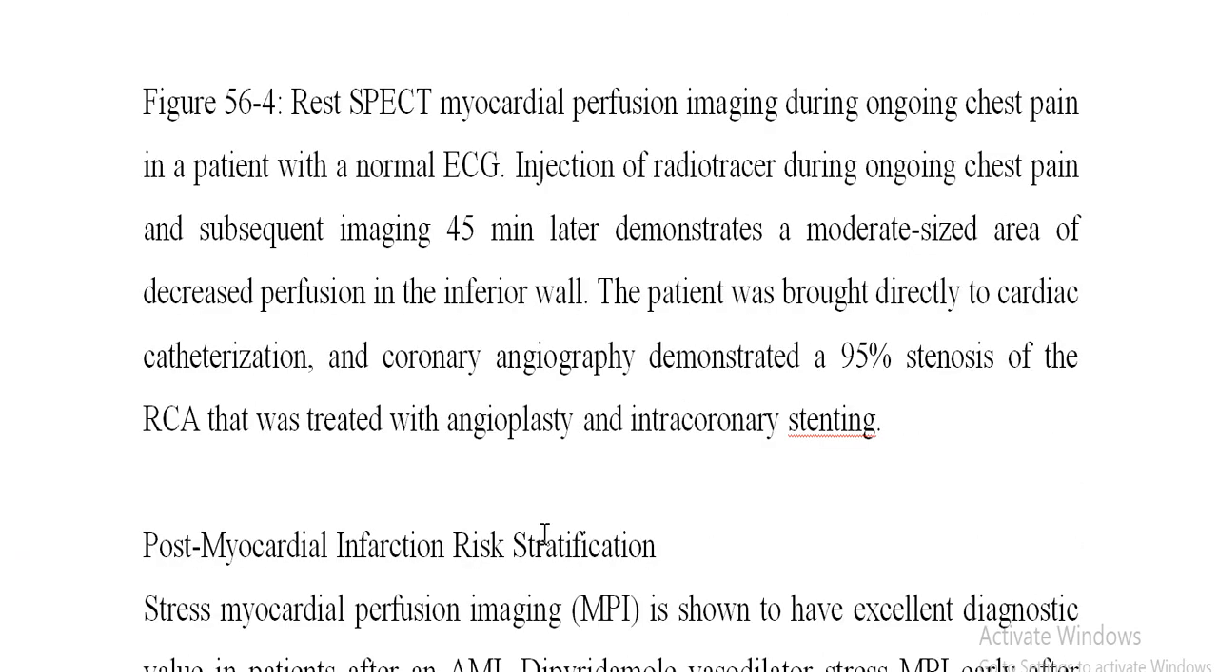Figure 56-4. Rest SPECT myocardial perfusion imaging during ongoing chest pain in a patient with a normal ECG. Injection of radiotracer during ongoing chest pain and subsequent imaging 45 minutes later demonstrates a moderate-sized area of decreased perfusion in the inferior wall. The patient was brought directly to cardiac catheterization, and coronary angiography demonstrated a 95% stenosis of the RCA that was treated with angioplasty and intracoronary stenting.